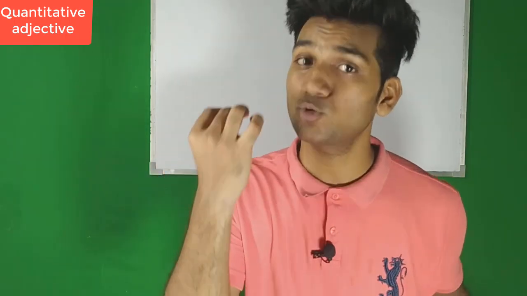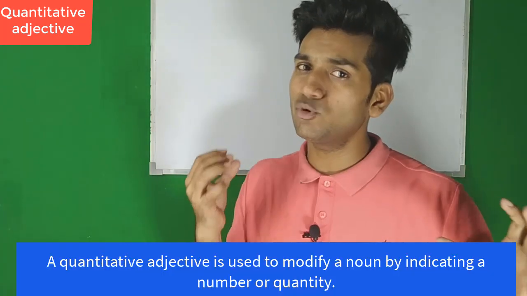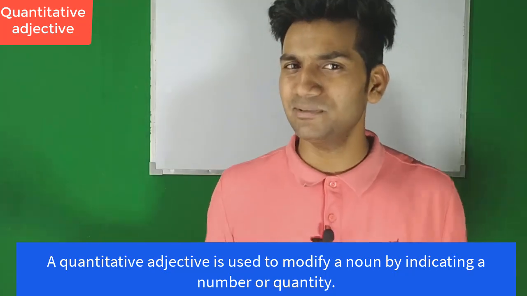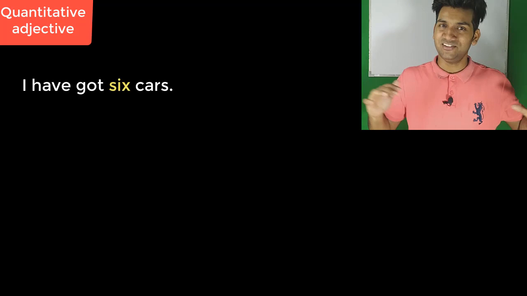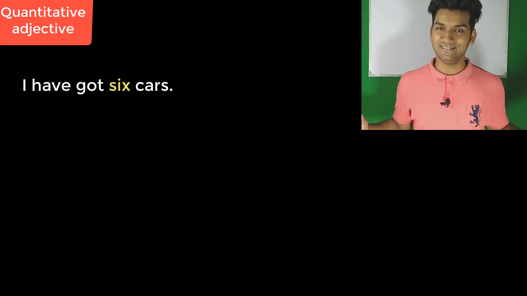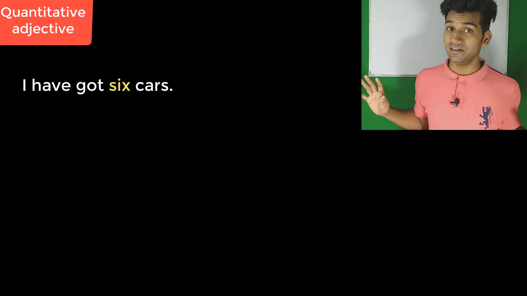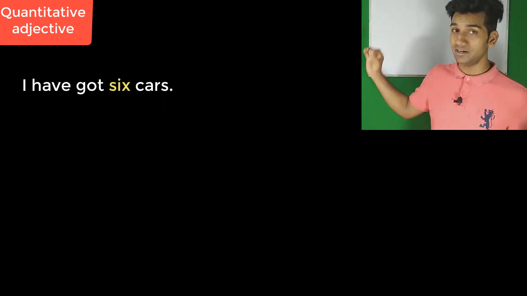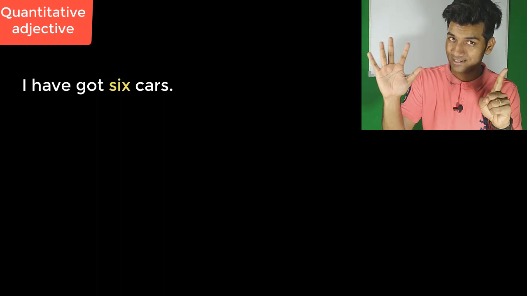Alright guys, we'll start with the quantitative adjective. What exactly is a quantitative adjective? As the name goes, quantitative, quantity. So it's an adjective that modifies a noun by giving a quantity, by giving a number. Let me give you some examples. I have got 6 cars. Very rich am I, right? I'm just kidding, I'm broke. So 6 is my quantitative adjective, modifying the noun cars by giving a number, which is 6.